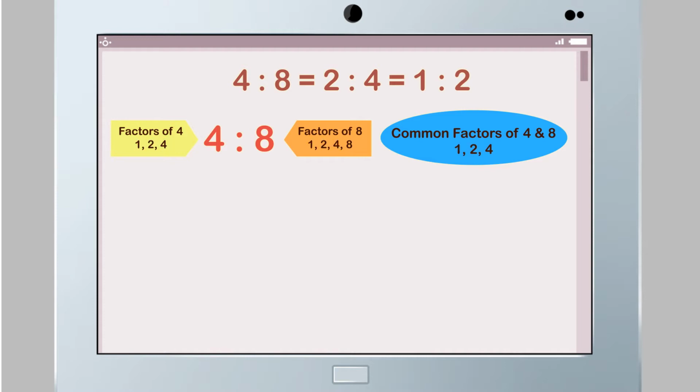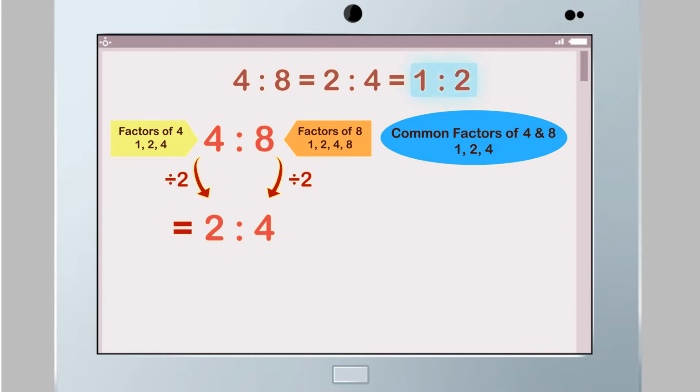Besides 1, we can divide by any of the common factors. Let's try the common factor 2. When we divide 4 and 8 by the common factor 2, we get the equivalent ratio 2:4.